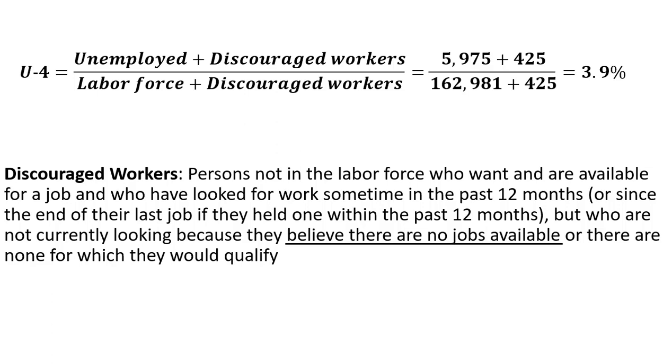So this measure of unemployment is a little bit broader, and it's going to include discouraged workers as unemployed. And in this case, the unemployment rate is slightly higher than the official rate, coming in at 3.9%. And you can see in the United States in June 2019, there were 425,000 people that were labeled as discouraged workers. Moving on.